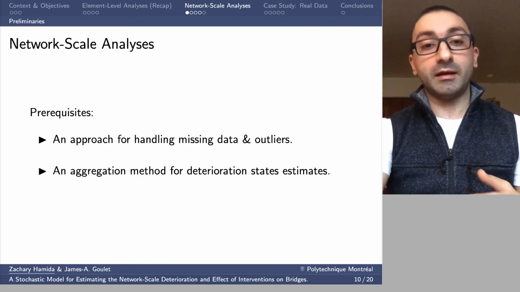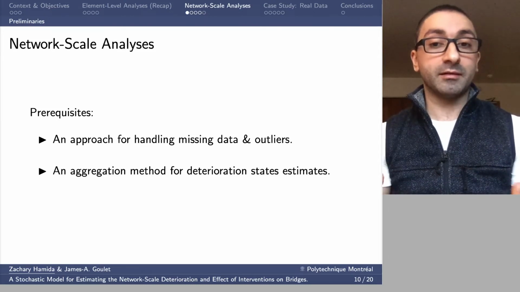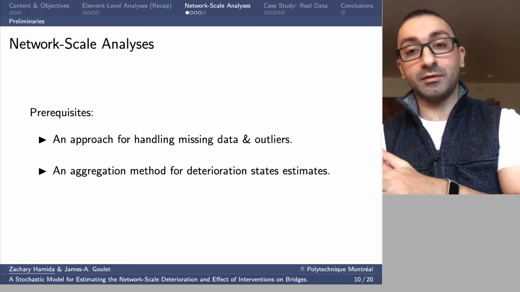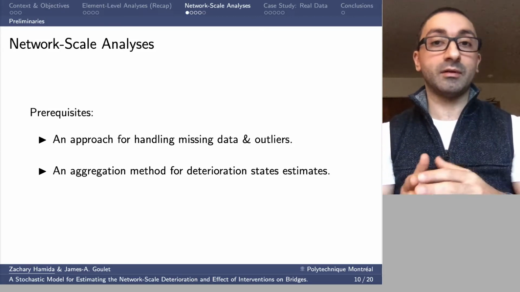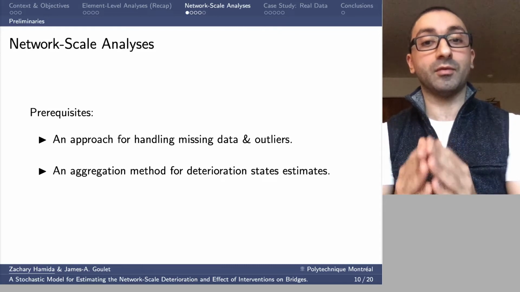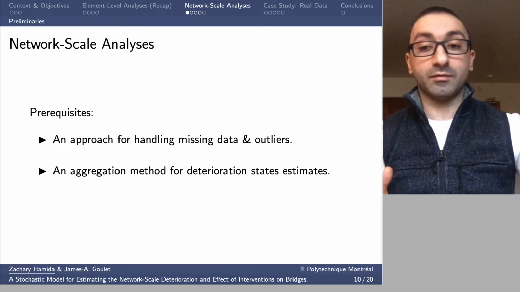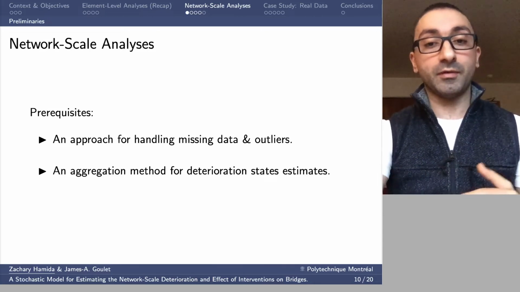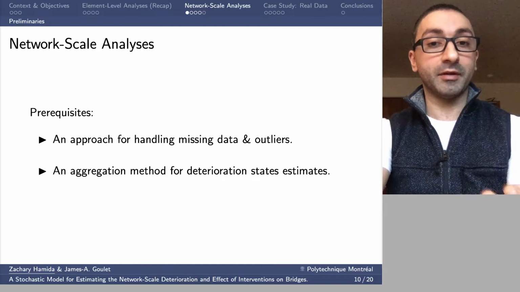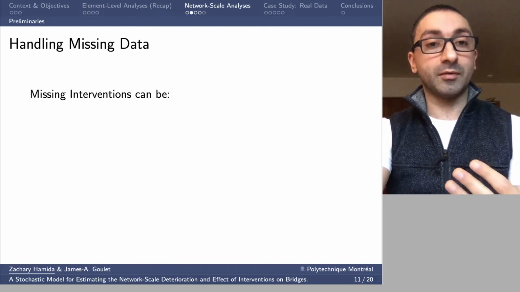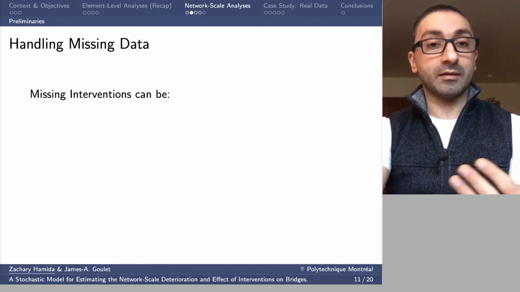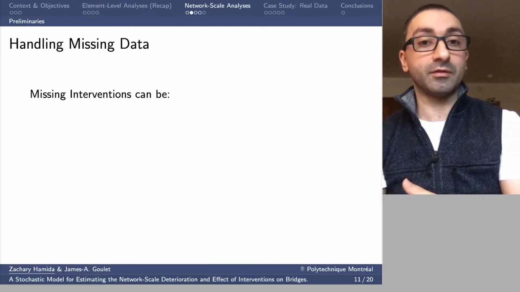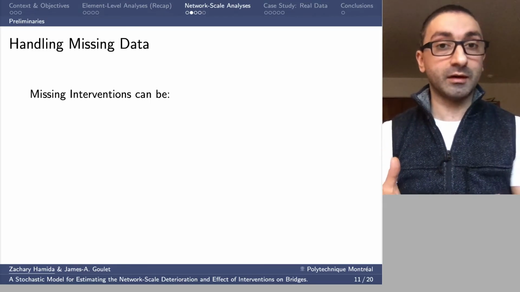The other thing we need is an aggregation method that would allow us to aggregate the deterioration state estimates at the element level, to take it to a category level, then to a bridge level, and finally to a network level. So these are the two prerequisites. First, we're going to look at how we can handle missing data. The most important part in here, regarding missing data, is the missing interventions. So we're going to talk about that.